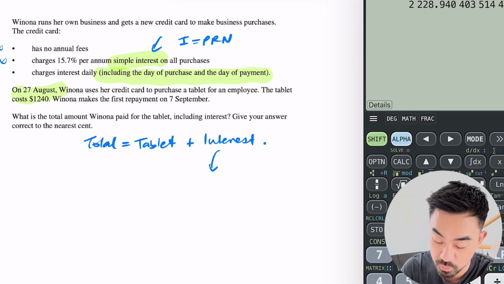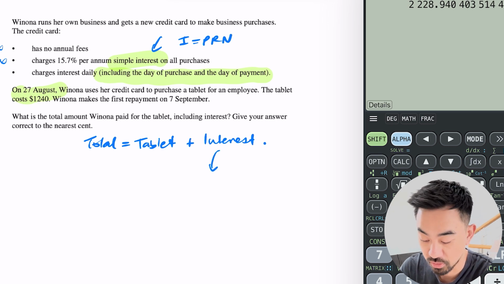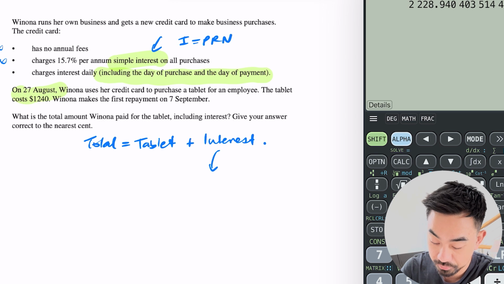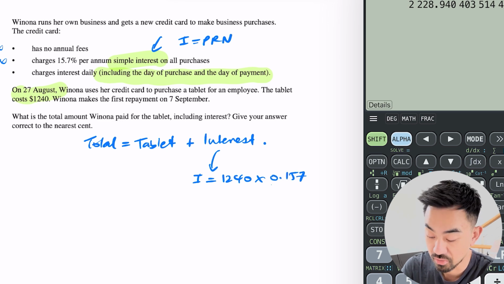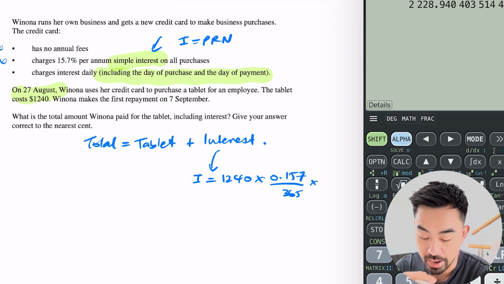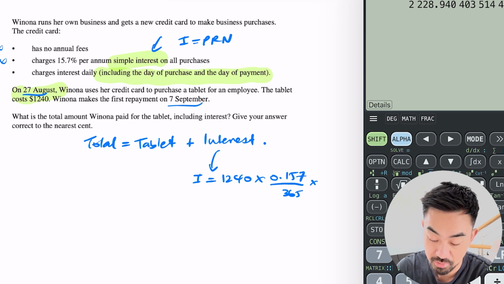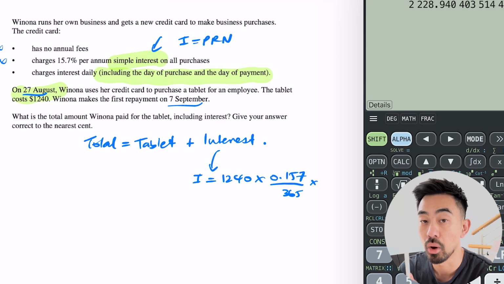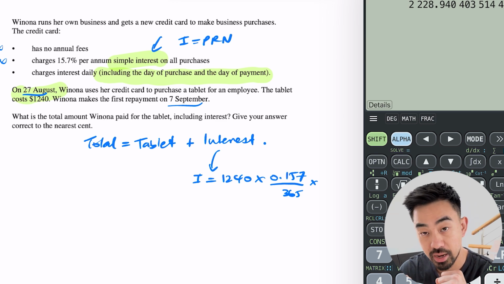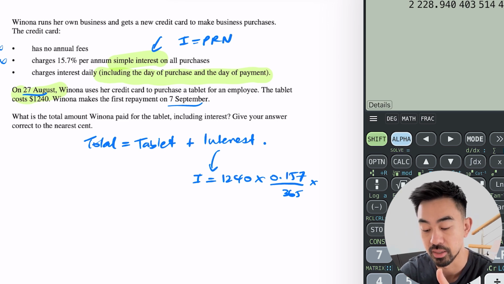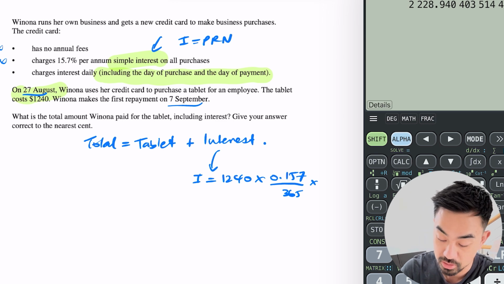Now, let's work out this interest bit, because that's the bit that actually takes a bit of calculation. So the principal here is $12.40. Now your rate is 0.157. Now it's per annum, so you got to divide that by 365. And you got to work out, all right, how many days from the 27th of August till the 7th of September? Now, August has 31 days. Now, if you don't know the trick, it's knuckles. So January, February, March, April, May, June, July, August. So it hits the next knuckle.